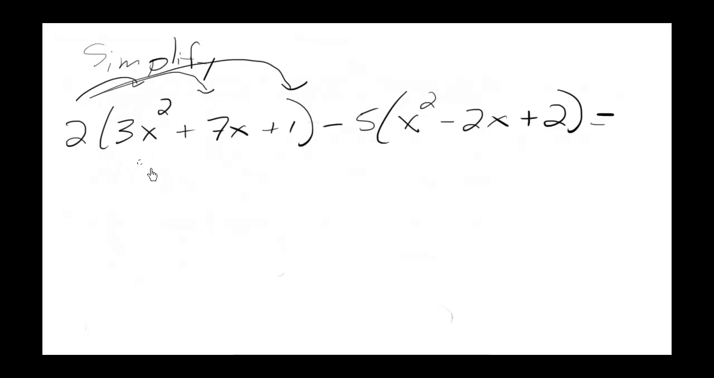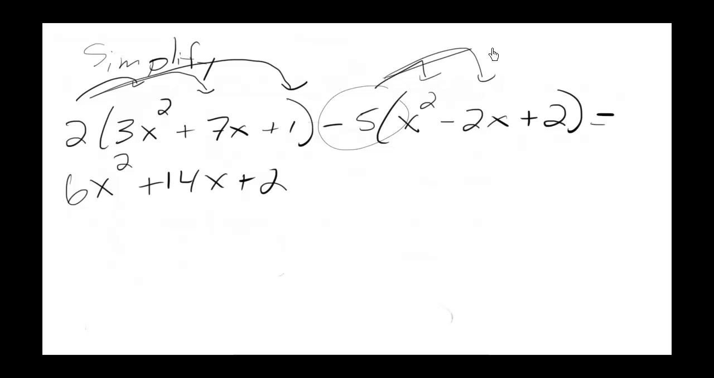Every term here is going to get multiplied by 2. That gives me 6x squared plus 14x plus 2. And then remember, this minus is attached to this 5. So it gets distributed as well. They travel together. So it's going to be minus 5x squared. Watch those signs. Minus 5 times minus 2 is positive 10x, and then minus 10.